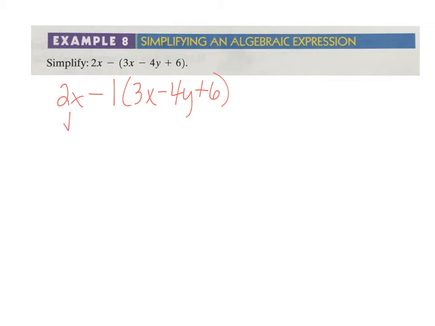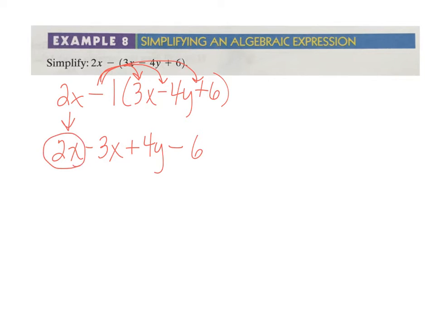So I'm just going to bring that 2x down, and then I'm going to multiply negative 1 times positive 3x is negative 3x. Negative 1 times negative 4y is positive 4y. Negative 1 times positive 6 is negative 6. And then I'm going to combine my like terms.